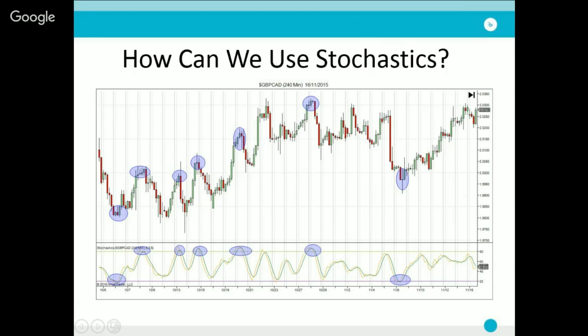So is that clear to everyone? These are the basic ways that we're looking to use the stochastics indicator. Are there any questions at this point?